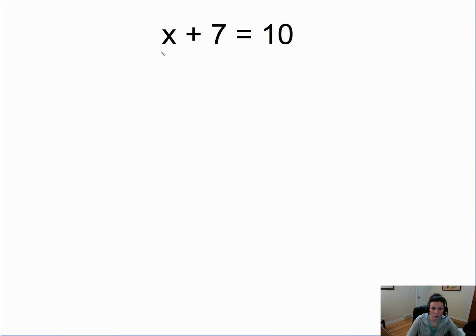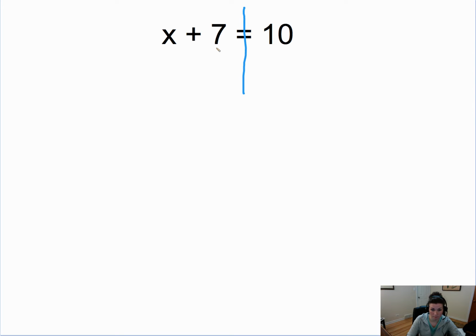First of all, we want to look at a one-step equation as two different sides, and those two sides are separated by the equal sign. On the left-hand side we have x plus 7, and on the right-hand side we have 10. Whatever I do to one side of the equation, I have to do to the other. My goal is to get the variable by itself. And what number is on the same side as the variable?